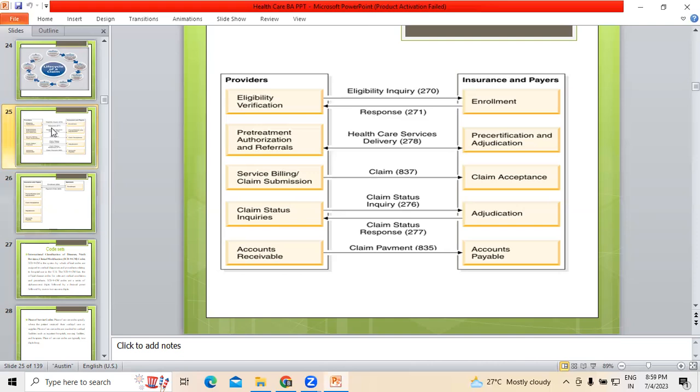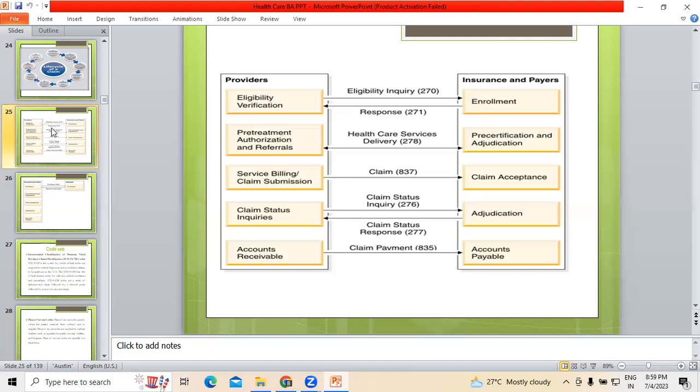Now, whenever a claim is to be submitted, at the start of the treatment process for a person who came for treatment, the first thing the provider has to ensure is eligibility. They have to do the eligibility verification. That is the first step that normally happens, because claims happen next. Before going for claims, the first thing is eligibility verification.